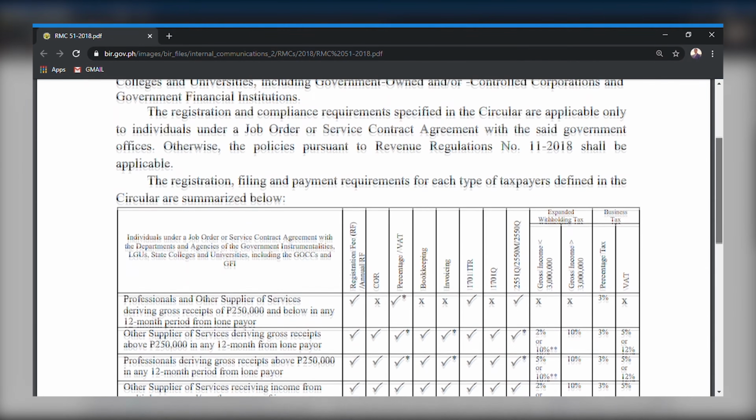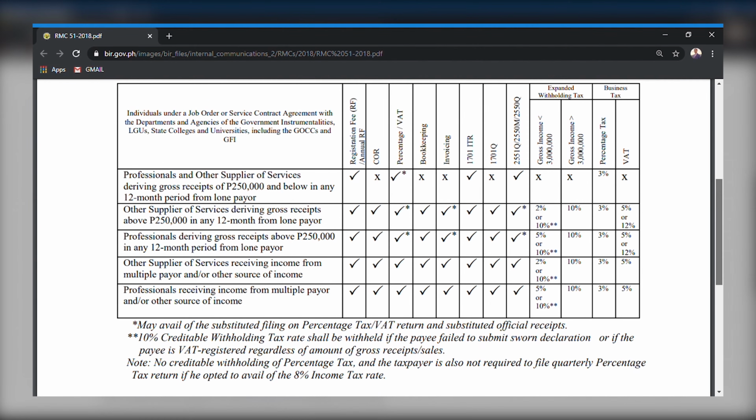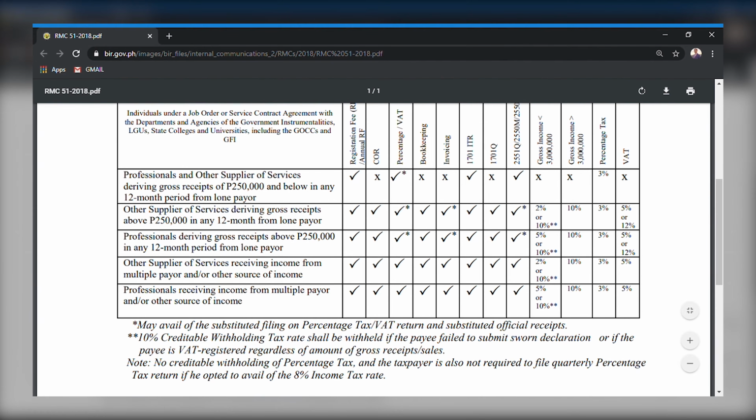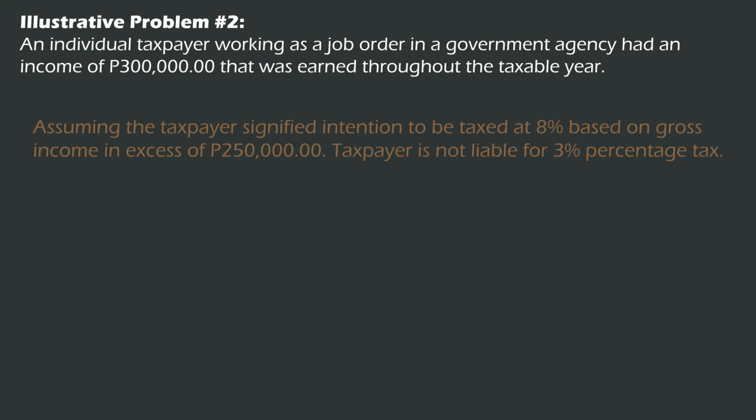If the gross income for the current year did not exceed 3 million, it shall be subject to 5% withholding. Take note that individuals under a job order or service contract agreement with government offices are not treated as employees. They are also liable for 3% percentage tax if they opted to be taxed on their income using the graduated income tax table. Let's say in this illustration, the taxpayer signified intent to be taxed using 8% on gross income in excess of 250,000. With that choice, the taxpayer is not liable for 3% percentage tax anymore.